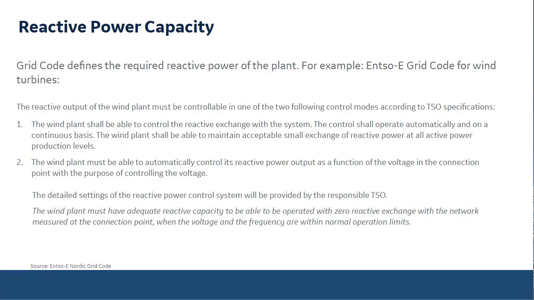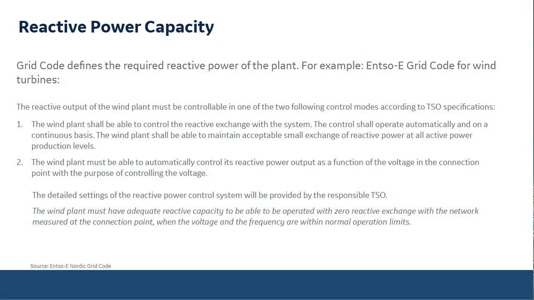Then first here, the reactive power capacity. The grid code always defines the reactive power of the plant. For example, this is now from the ENTSO-E grid code for wind turbines, and it says something like this. These are things that you have to take into account when you do the system study, where you define what kind of capacitor bank, or how much reactive power, you need in there.